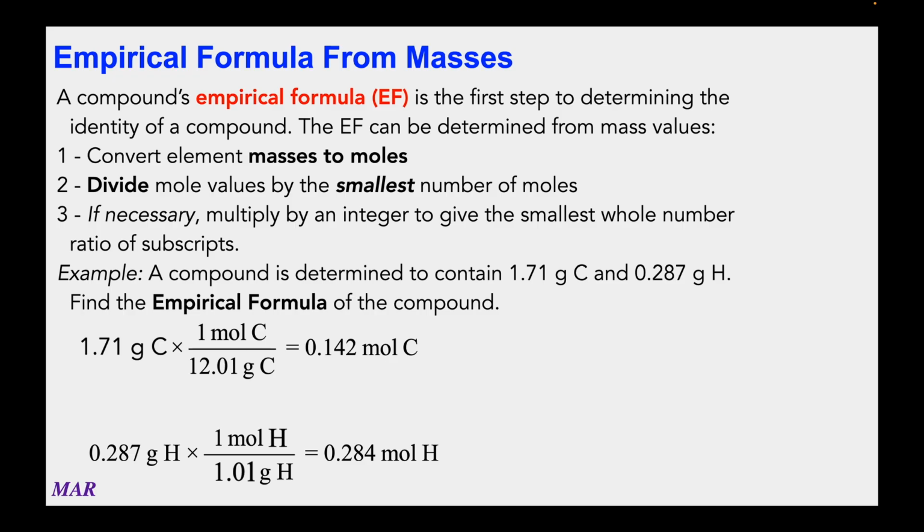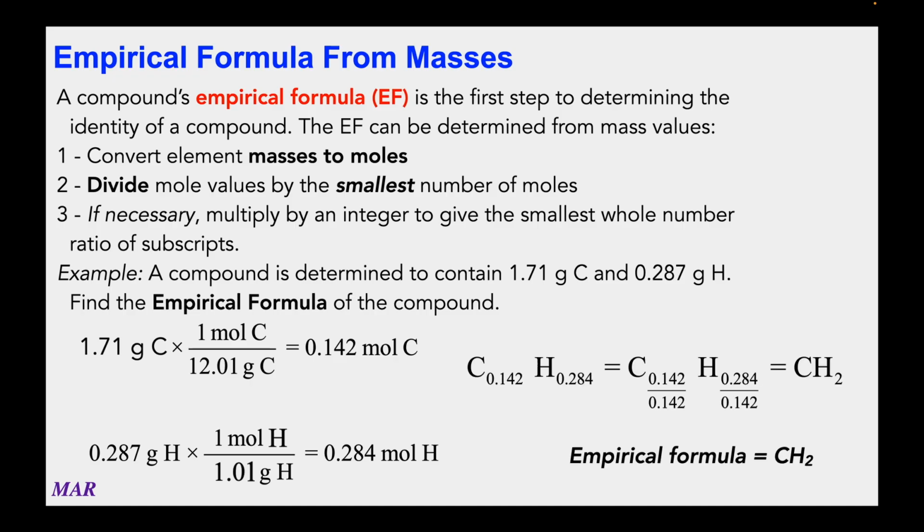We've got 0.142 moles of carbon. We're going to do the same thing here for hydrogen: 0.287 grams of hydrogen divided by 1.01 grams per mole. That gets us 0.284 moles of hydrogen. This is kind of a ratio. You could think of it as C 0.142, H 0.284, but those are anything but whole numbers, which is what we need in chemistry for formulas.